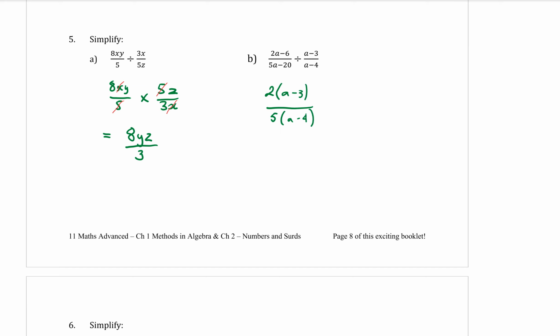Good. All right, we're turning it into a times, and now we're going to flip the second one. Now, I can't factorize them, so I'm just turning them upside down. You can put them in brackets, though, if you like, because then you can identify which brackets can cancel off. So I have a minus 3, a minus 3, a minus 4, and a minus 4. And all that is left is a 2 on the top and a 5 on the bottom. Comes down to a very nice, neat answer.